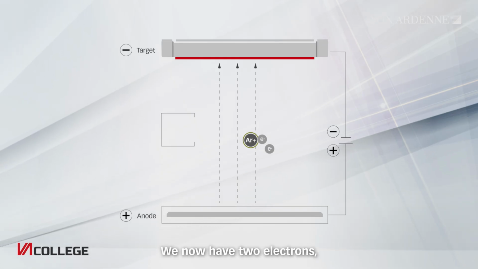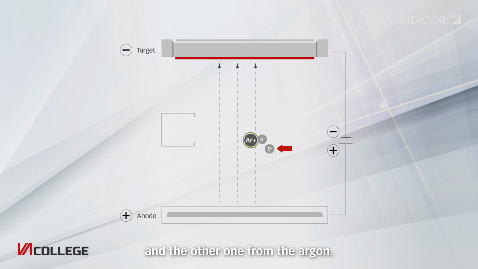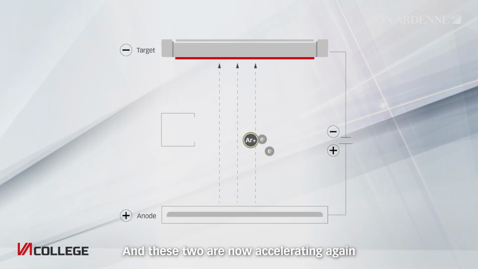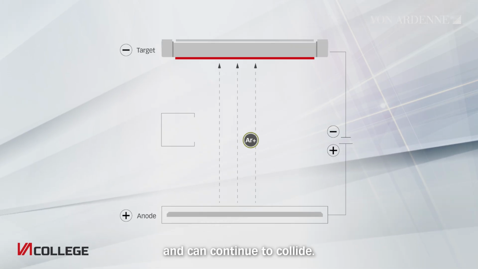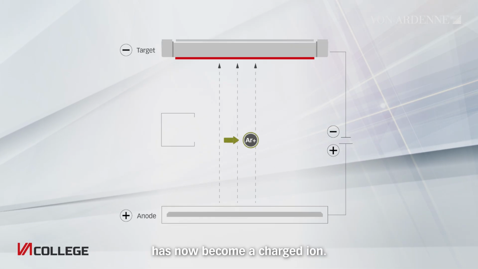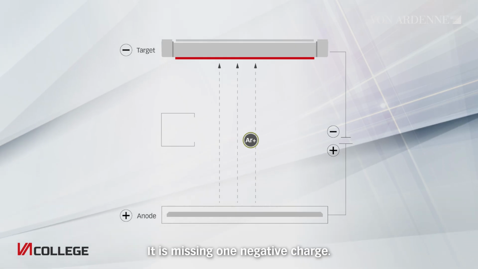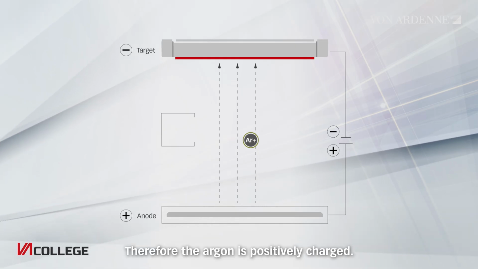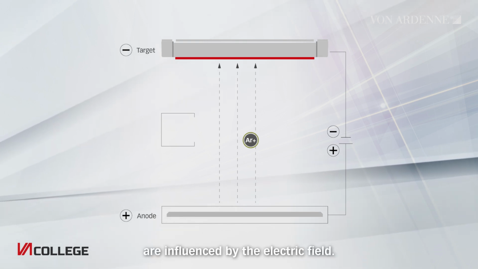We now have two electrons, one that came flying in and the other one from the argon. And these two are now accelerating again towards the anode and can continue to collide. And secondly, the argon atom has now become a charged ion. It is missing one negative charge. Therefore, the argon is positively charged, and charge carriers are influenced by the electric field.